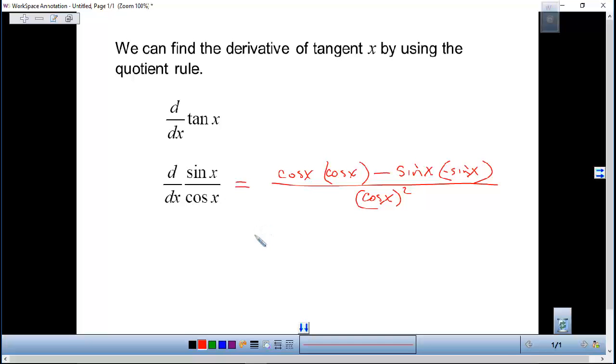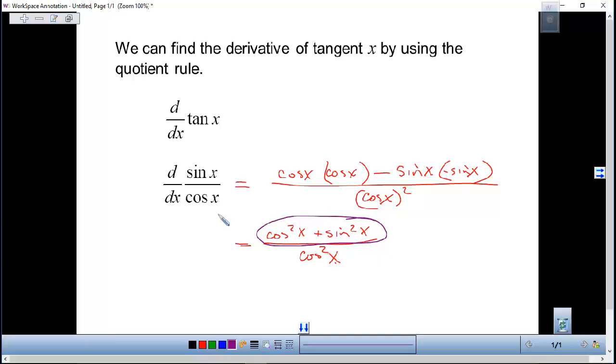Now, when we simplify on the top here, cosine x times cosine x gives us cosine squared x. And then this negative times this positive, or you can think of this as a negative sine x times a negative sine x, gives us a plus sine squared x over cosine squared x. When we square the cosine, we get cosine squared x. Now, there's a couple of ways you can think about this. You can actually go in and divide that into both parts.